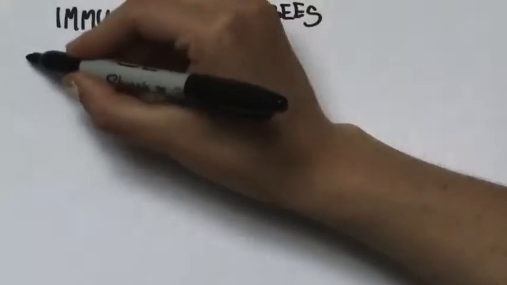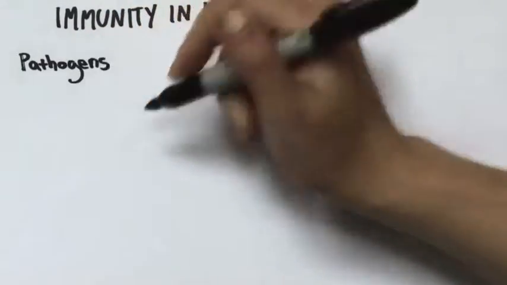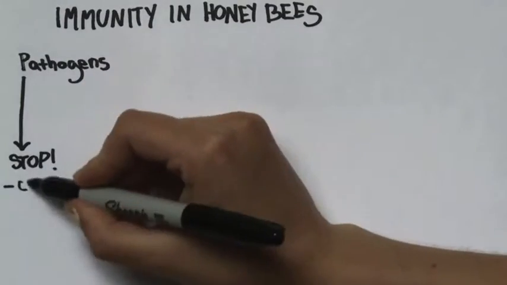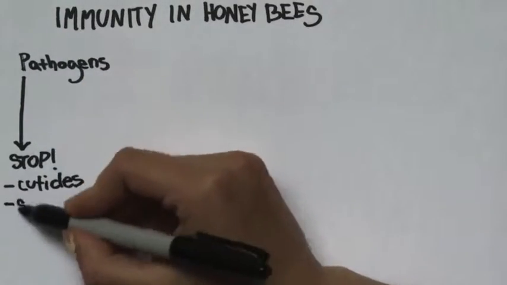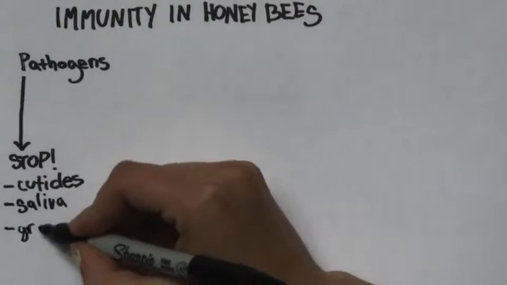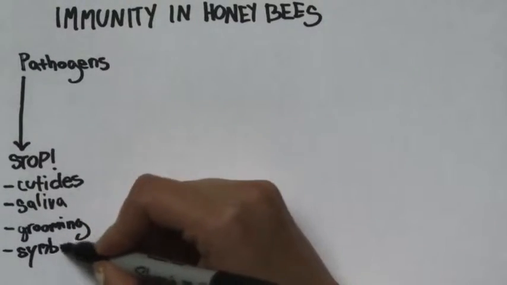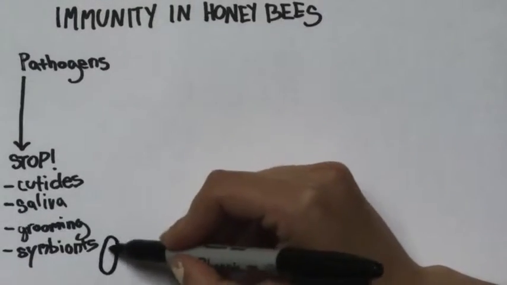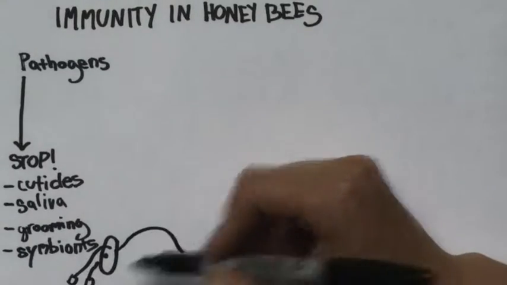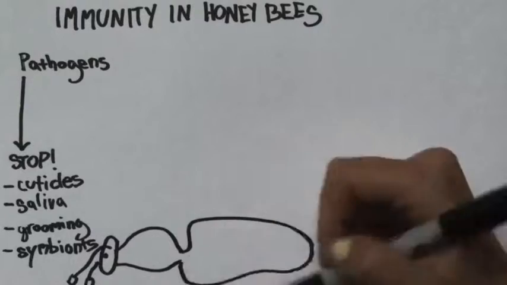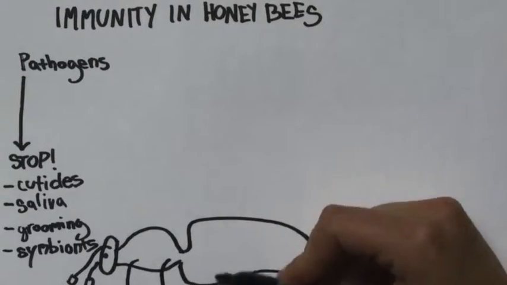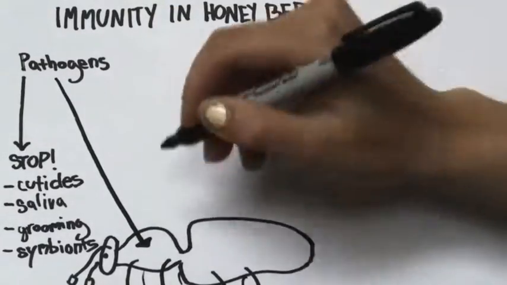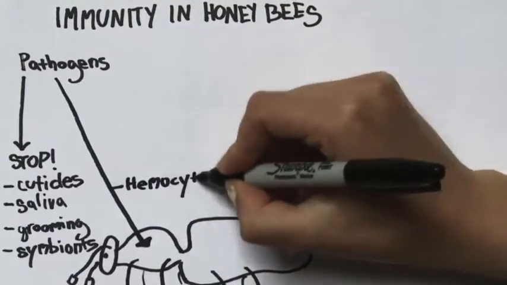When honeybees come into contact with pathogens, they have a robust arsenal of innate and adaptive immunities as well as socialized immunity, a feature which is specific to colony-forming insects. The innate immunity includes cuticles, saliva, grooming to remove parasites, and symbionts, any organism with which they live in mutual symbiosis. Their saliva, much like our own, is a main chemical defense and contains the enzyme glucose oxidase, a strong disinfectant that they use to coat the entire hive.